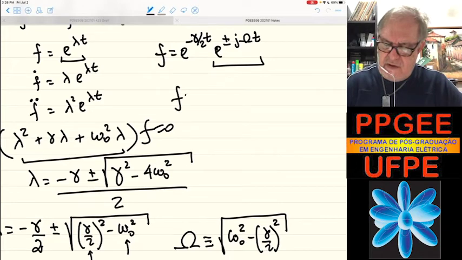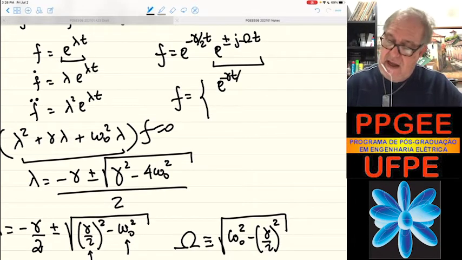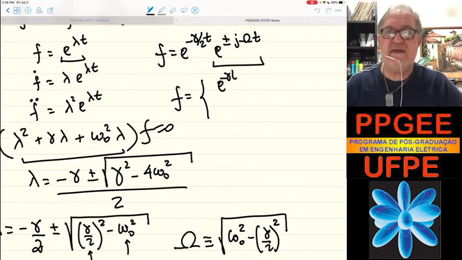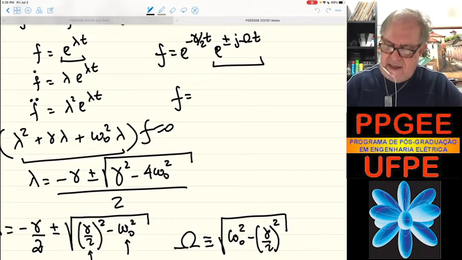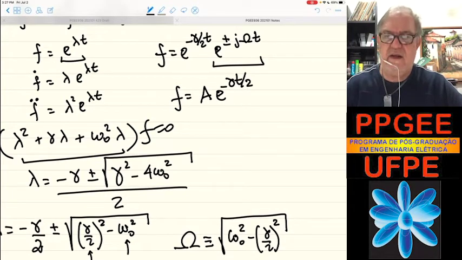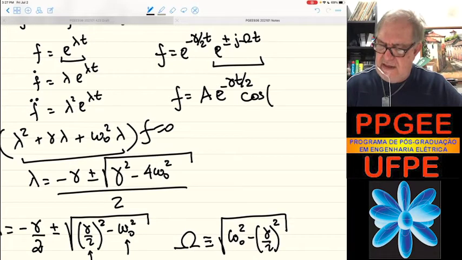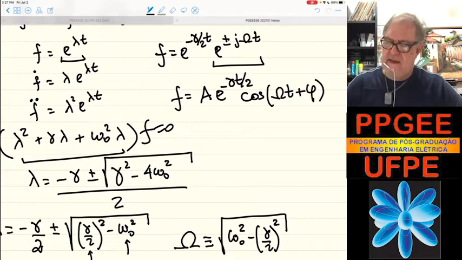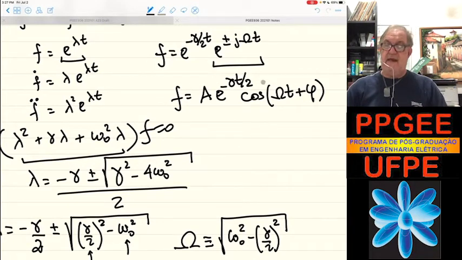So the solutions are either exponential of minus gamma t over 2, I mean, I can write like this. It's going to be sine and cosine, right? Or I can write in general, the solution is something like this. I can put an amplitude as well, an amplitude times exponential of minus gamma t over 2. Then you have a cosine of the natural frequency t plus a phase. You can do that because this is a combination of sine and cosine.